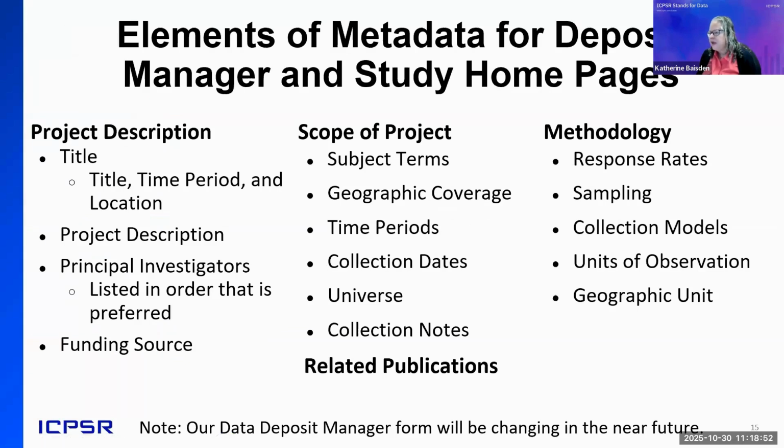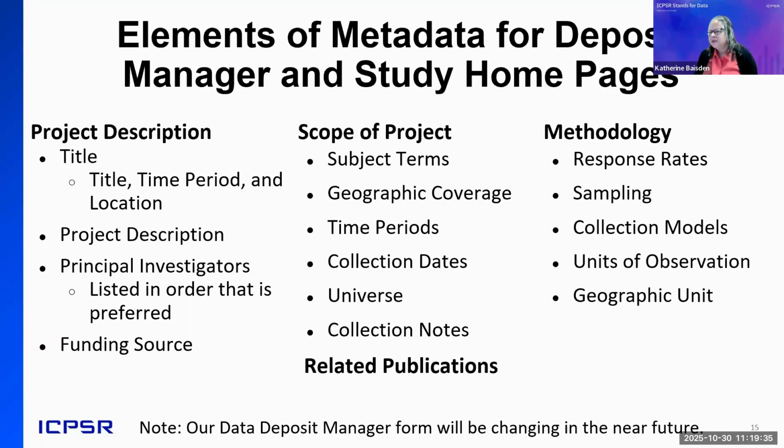On this slide, I'm giving you the elements that you will find on the deposit manager form and then eventually on the study home pages. Under project description, these are things that you'll find on the form when you're trying to fill it out. Title, time period, and location. For example, participation in adult education, 1969, United States. Project description. This is a summary explaining the purpose and the focus of your study. It's an opportunity to give people a glimpse into what your study is about, who your study is about, what you're trying to achieve with your study.